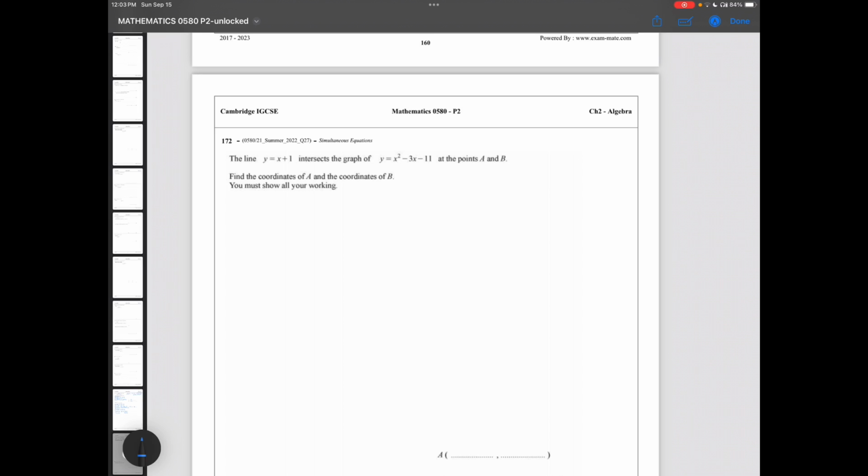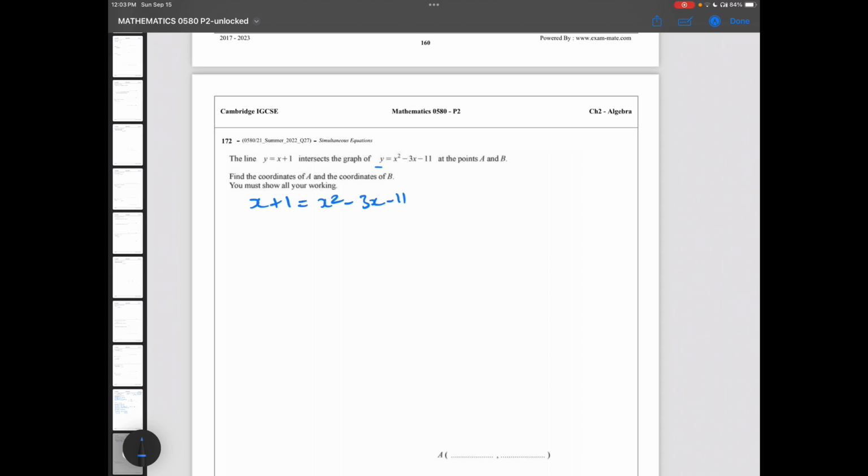So in such questions, we will have to solve the equations simultaneously. Over here it's written y is equal to x squared minus 3x minus 11, and in the equation of the line it says y is equal to x plus 1. I can simply write x plus 1 in place of y, and this is equal to x squared minus 3x minus 11. In the quadratic equation, in place of y I wrote x plus 1 because y is equal to x plus 1 according to the equation of the line.